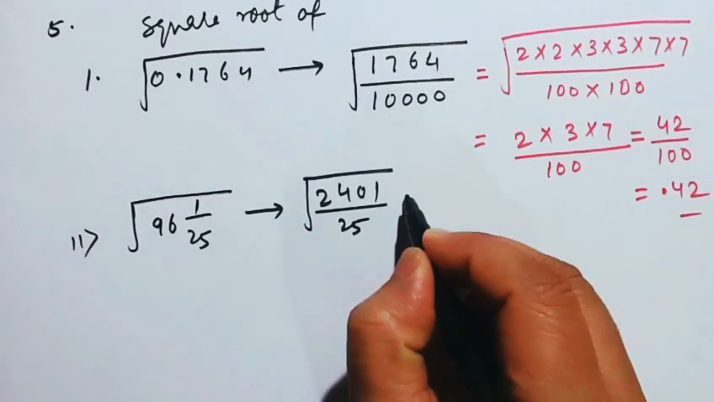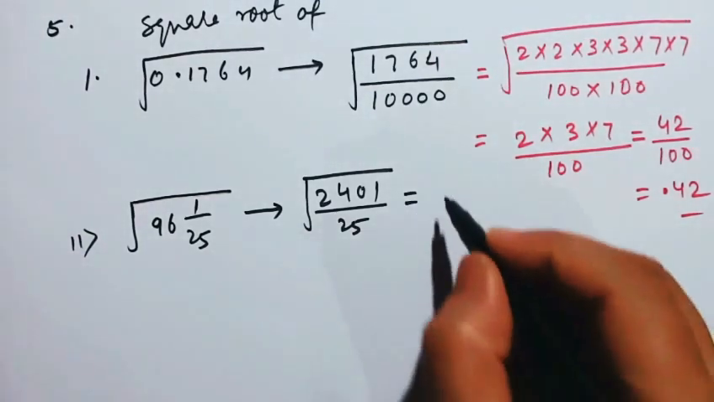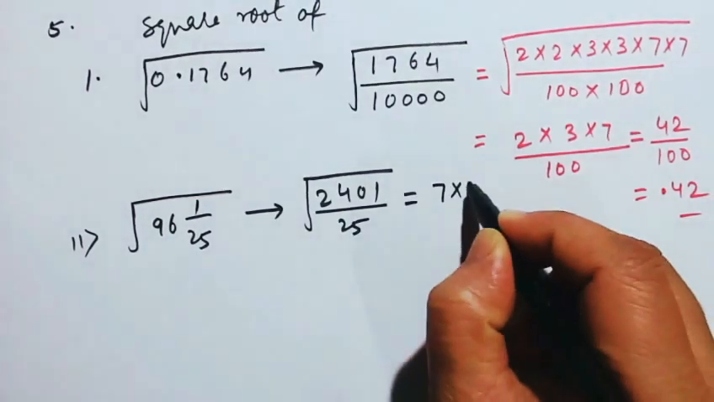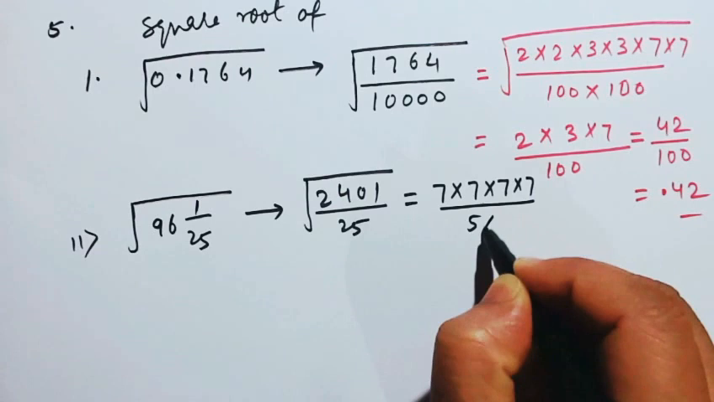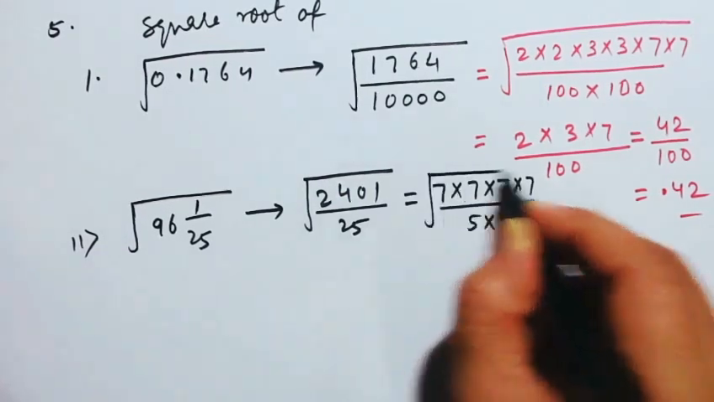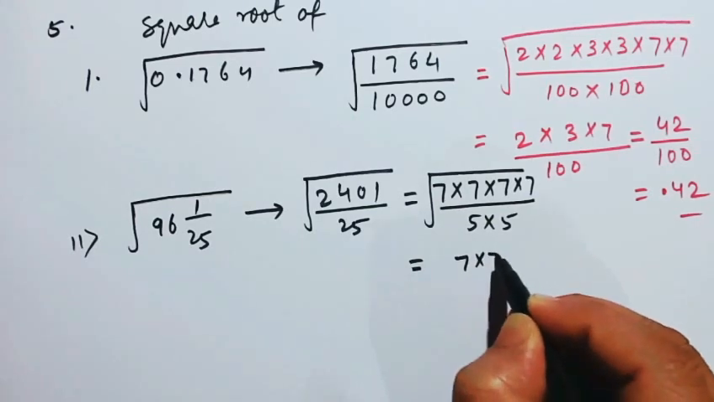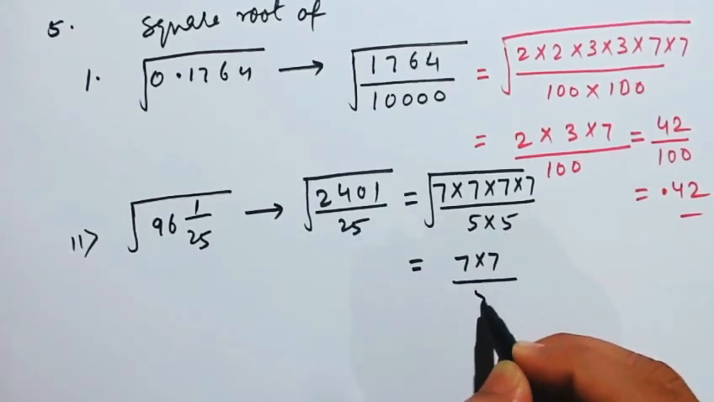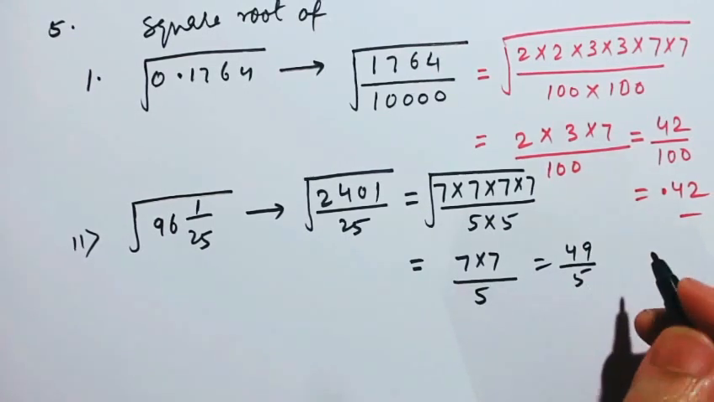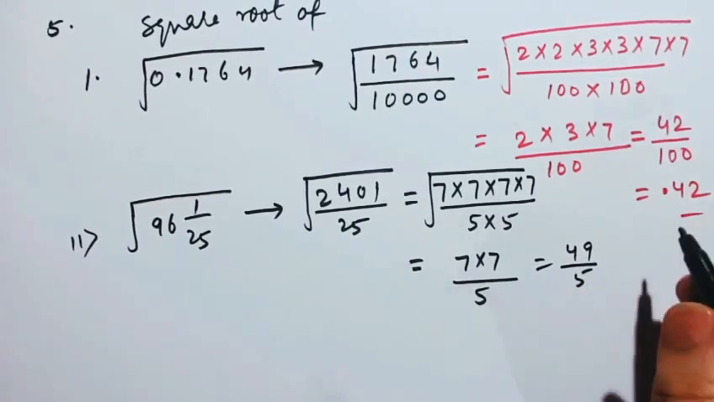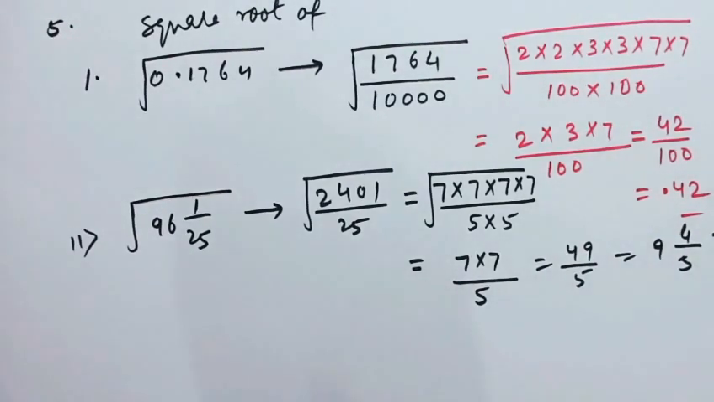So 2401, when you break it, what are you going to get? You will get what you are supposed to get, by 5 times 5. Now, extract 7 times 7, and here 5. So 49 by 5, that is 9 4 by 5 as a solution.